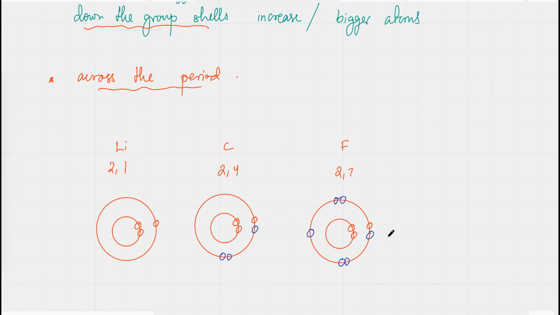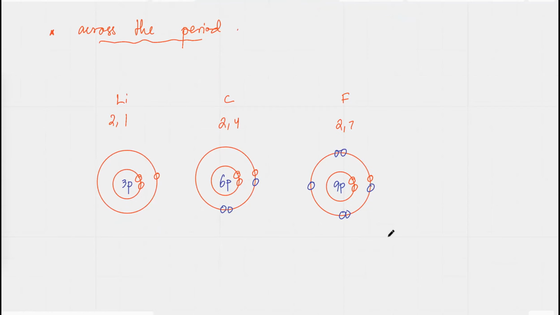But when you move across the period, lithium has 3 protons, carbon has 6 protons, and fluorine over here has 9 protons. So again, what's happening? You've got the same number of shells, even though the electrons are different, but protons in the nucleus increase.